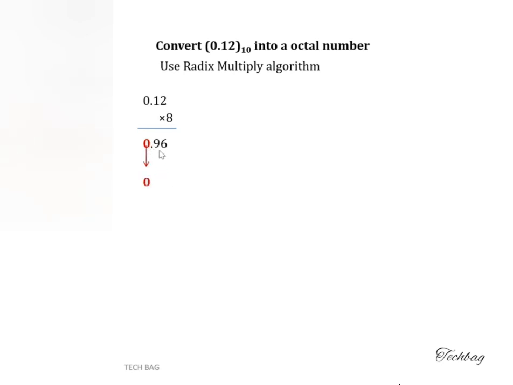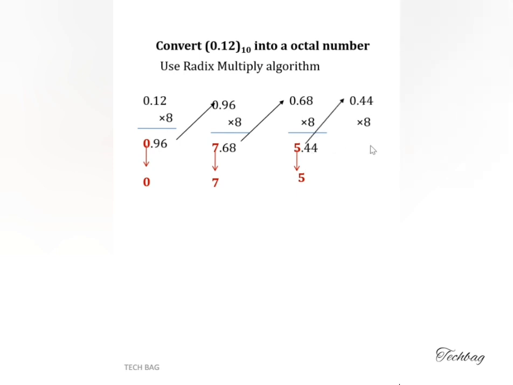Again this fraction part 0.96 is multiplied with 8. So 0.96 into 8, you get 7.68. Now separate this integer. Here the fraction part is 0.68. It is again multiplied with 8. So you get 5.44. The integer is 5. Separate this. Now the fraction is 0.44. 0.44 is again multiplied with 8. Now you get 3.52. Here the integer is 3. So again you have to multiply this 0.52 by 8.